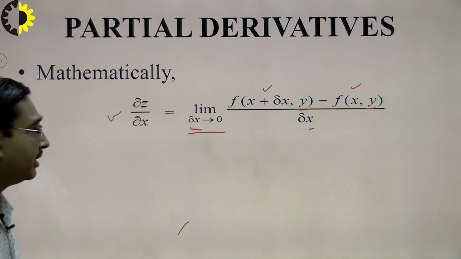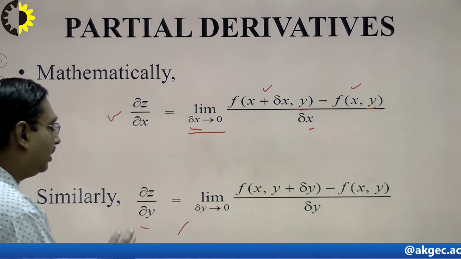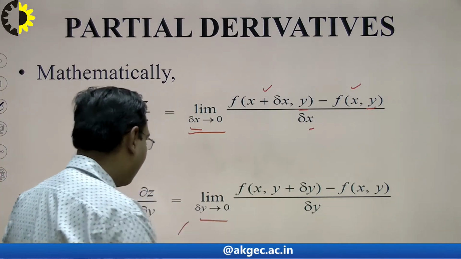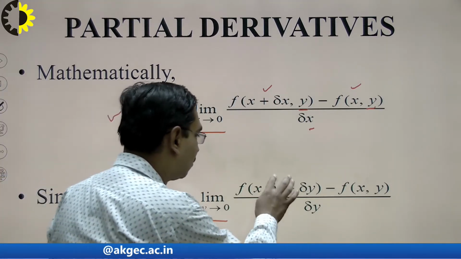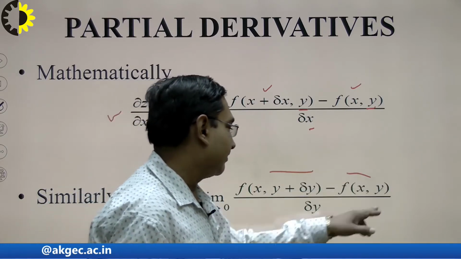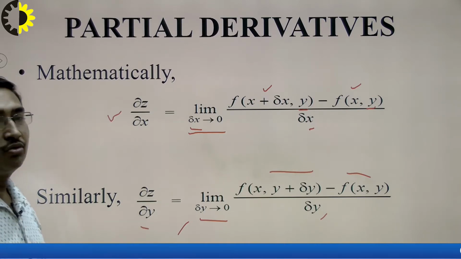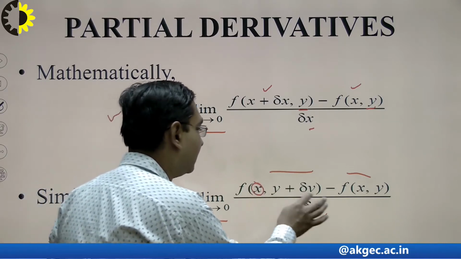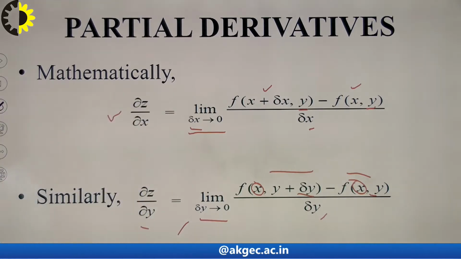and limit delta x approaching 0. Similarly, if I calculate del z upon del y, then in that case x will be treated as constant, and this derivative del z upon del y will be given as limit of f(x, y plus delta y) minus f(x, y) upon delta y, because this time we are differentiating with respect to y, so x will be treated as constant and therefore x is unchanged here. Only the variation in y is considered.